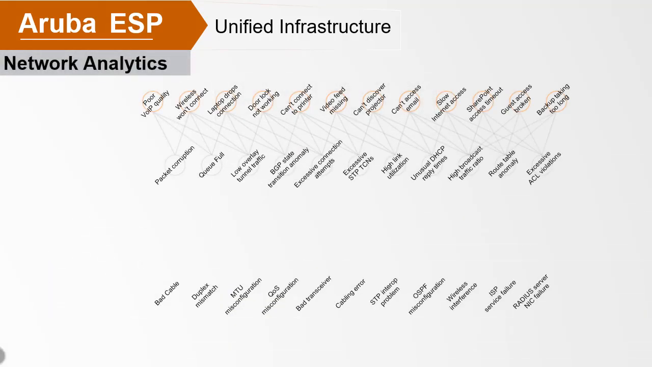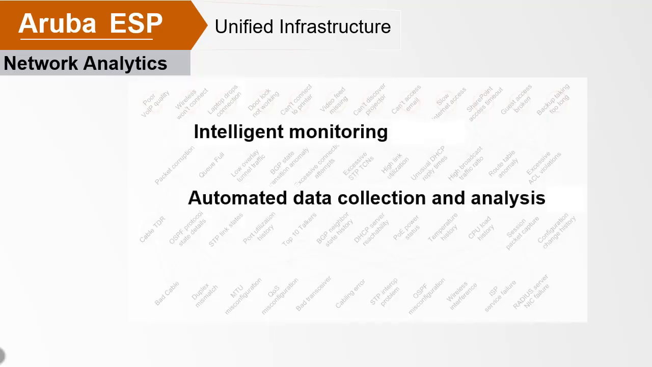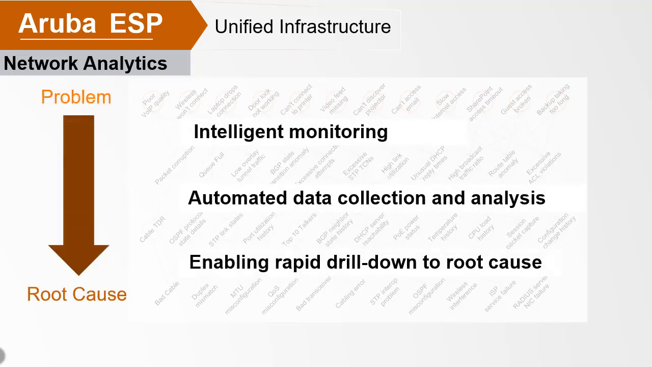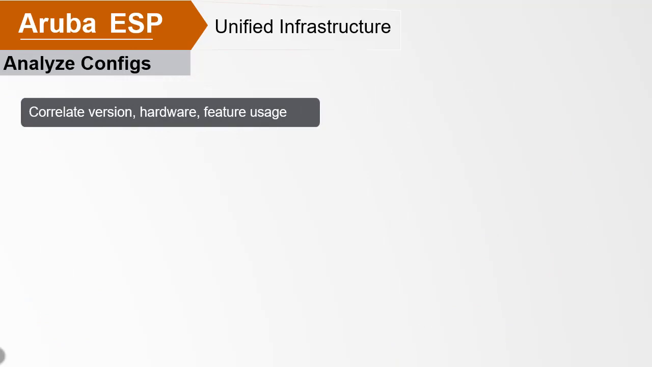Now, I really like the network analytics capabilities. With a dense web of potential issues, the AI resources are huge. Intelligent monitoring and automated data collection and analysis lets you quickly drill down to the root cause of any issue. Now, soon I'll talk more about how this works. But first, take a look at this ability to analyze configurations.